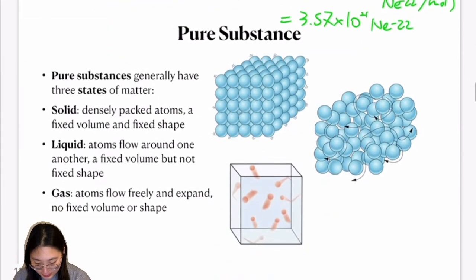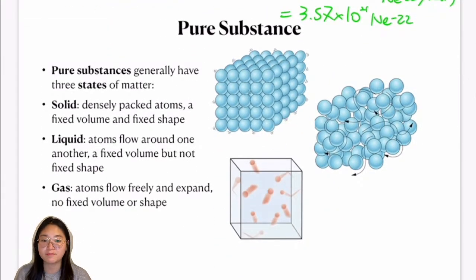Okay, so that's it. Now we're done with the mass, molar mass, moles, and number of atoms, number of particles. Next, I'm going to talk about how we categorize pure substances. There are different ways that we categorize pure substances.